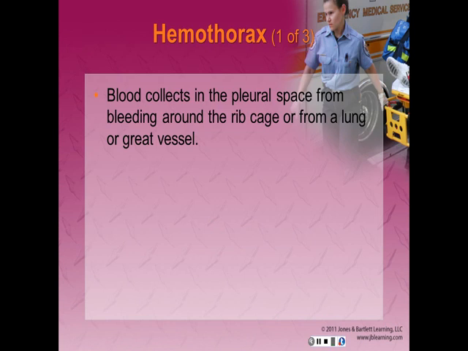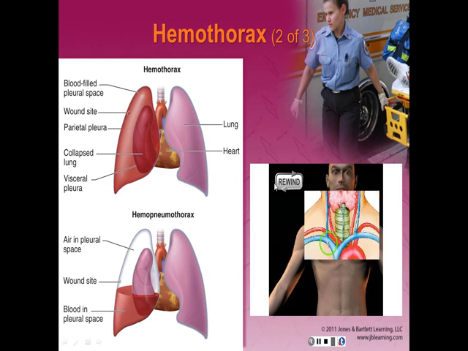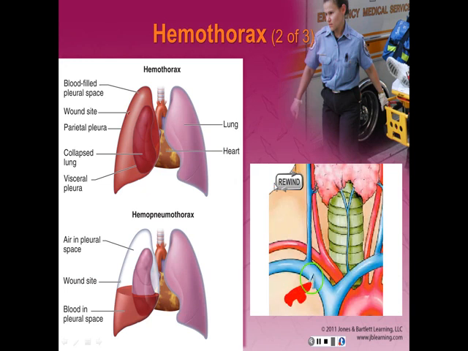A hemothorax is a condition in which blood collects in the pleural space from bleeding around the rib cage or from the lung or great vessel. Here you can see blood-filled pleural space, also blood-filled pleural space here. This is a hemopneumo because you've got blood and air. This is the hemo, which is completely blood. And this animation shows that this is coming from a major vessel and is filling up the lung.